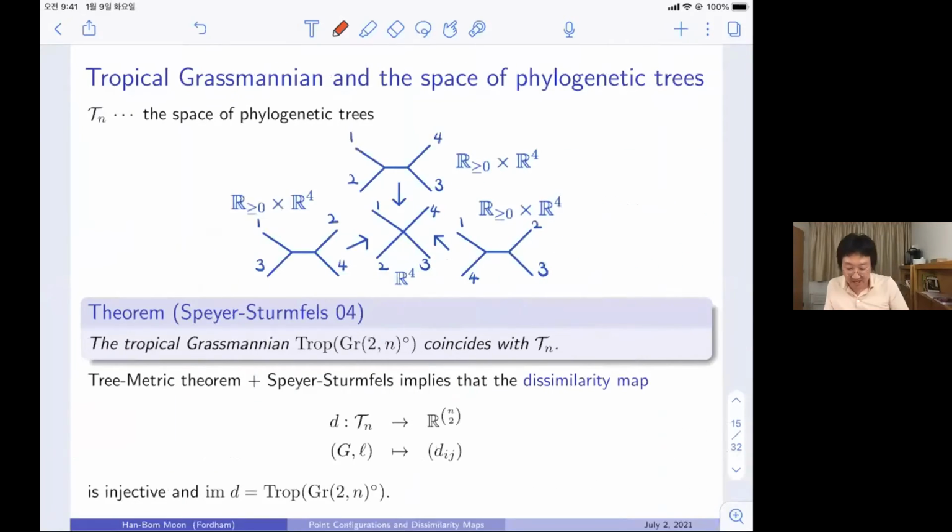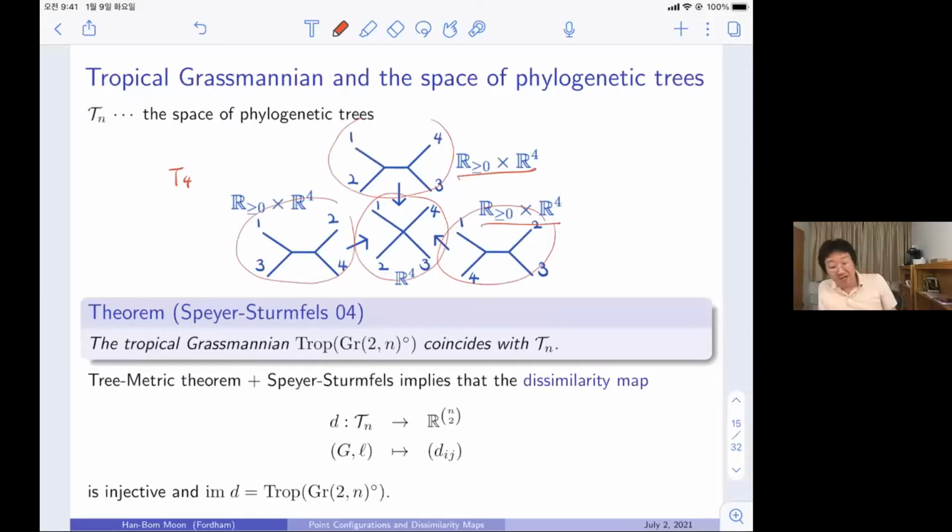Okay, so here is an example of T4. If we have only 4 leaves, then there are 3 different, mostly degenerated topological trees. And for each tree, we have a 5-dimensional cone. They are contracted to the same cone, which is associated to R4. So we are going to glue these 3 copies of R greater than or equal to 0 cross R to the 4 along R4. And this is the geometry of the space of phylogenetic tree T4.